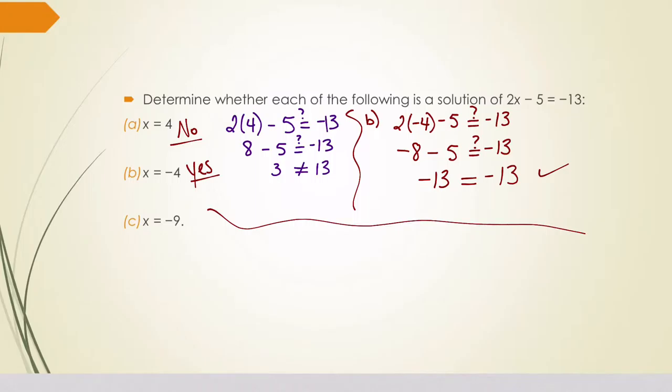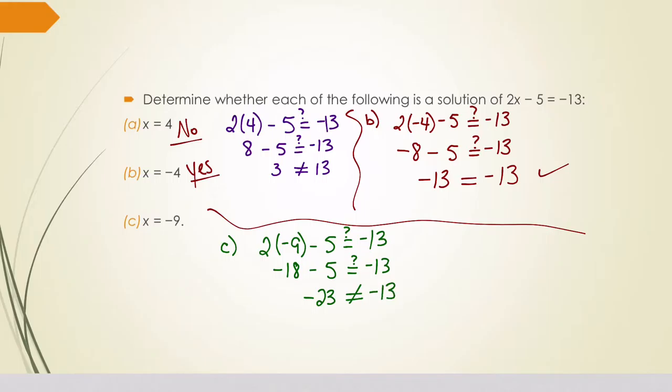So I'm going to go down here and I'm going to try negative 9. So part C, 2 times negative 9 minus 5. Does that equal negative 13? 2 times negative 9 is negative 18. Negative 18 minus 5. Signs are the same, we have to add those numbers together. That equals negative 23, which does not equal negative 13. So I would say no on this one as well. So our only solution to this problem is x equals negative 4.